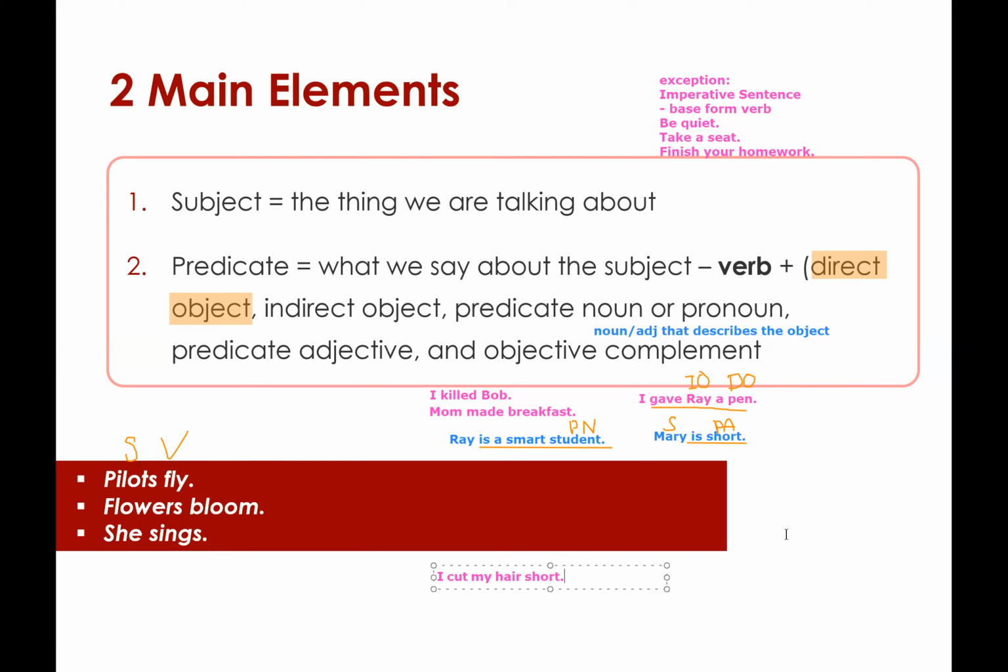What is my predicate here? Cut my hair short. Cut is my transitive verb. Okay? And what is being cut? My hair. That is the direct object. What is short? Short is an adjective modifying hair, the direct object. So short would be objective complement. And that is what predicate means.